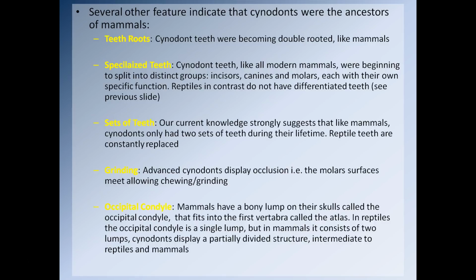In the case of mammals, however, the occipital condyle actually consists of 2 lumps. So there's two pieces of bone. In the case of the cynodont dinosaurs, we see that the occipital condyle is partially divided. So it's sitting between the single lump of the reptiles and the split lump of the mammals. That's the kind of intermediate stage between the 2 end members.